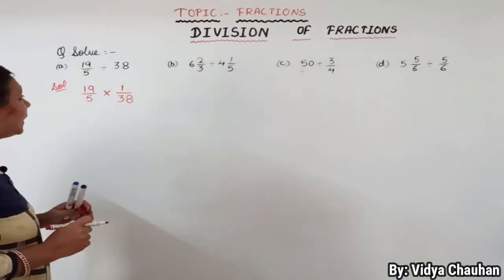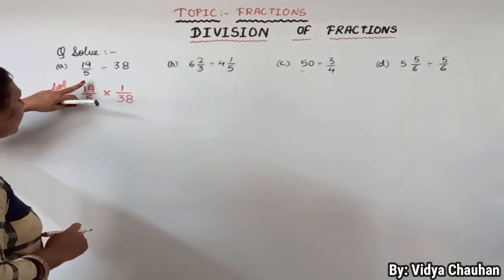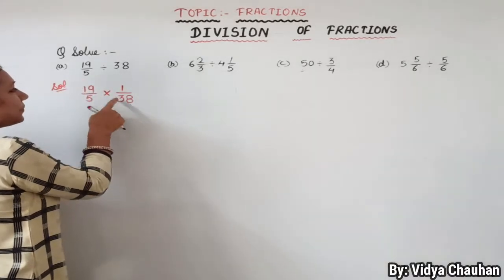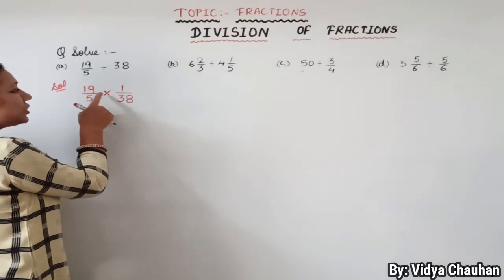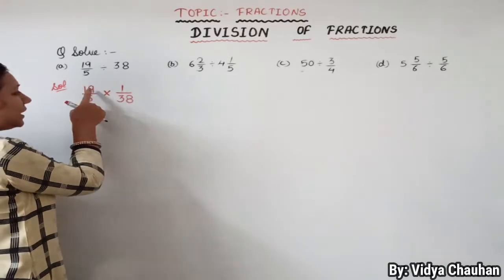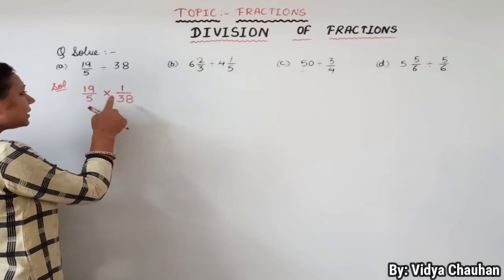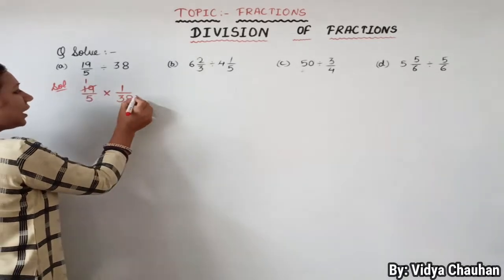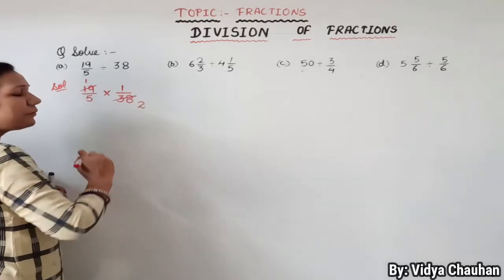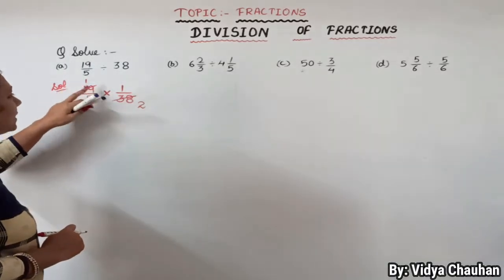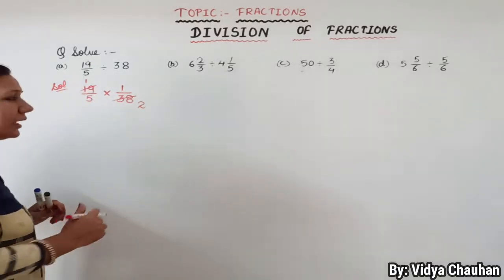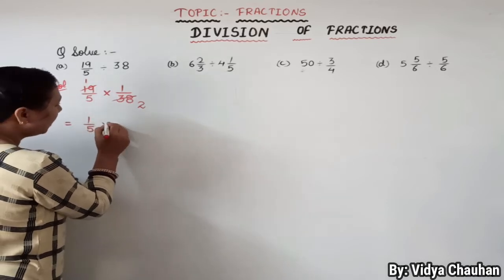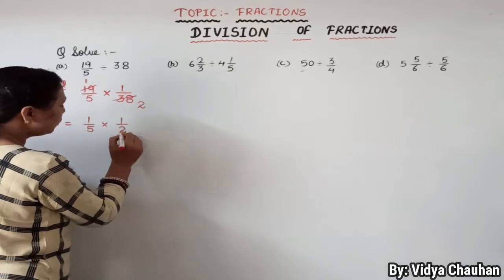Clear, students? Now at the same time, we can see that 19 and 38 simplify each other, because 19 twos are 38. So instead of directly multiplying, I will simplify the terms first. 19 ones are 19 and 19 twos are 38. Now what are we left with? We are left with 1 upon 5 multiplied by 1 upon 2.